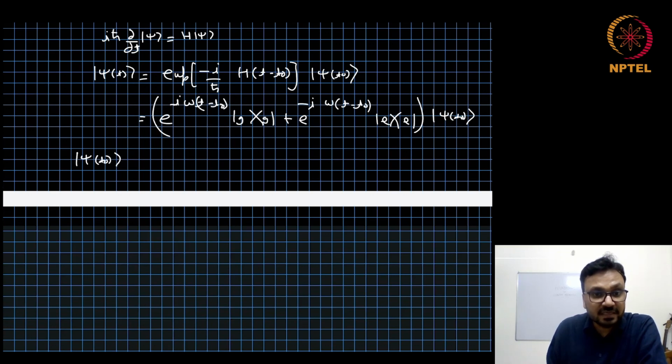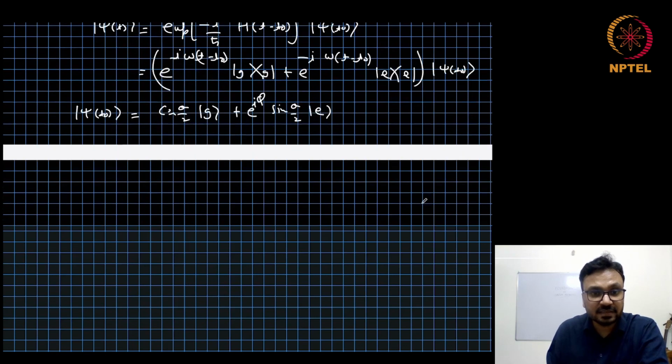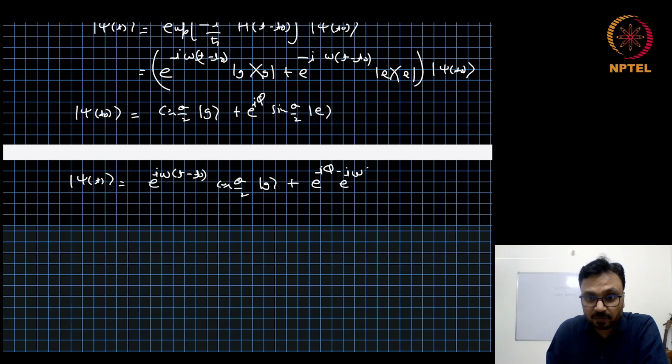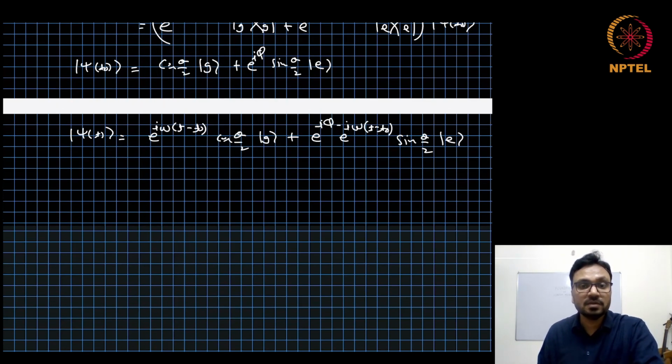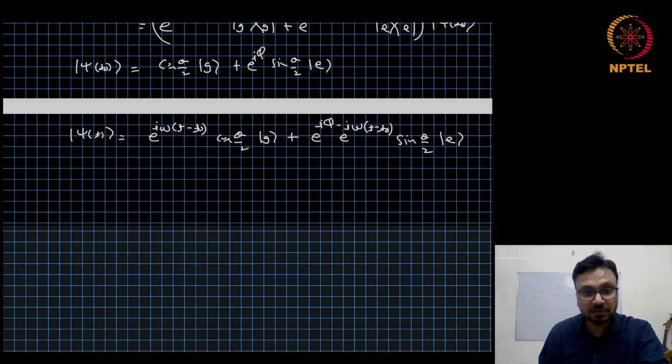If psi of t0, the initial state, is cos of theta over 2 the ground state plus exponential of i phi sine of theta over 2 the excited state, then the state at time t will be exponential of i omega (t minus t0) cos of theta over 2 g plus exponential of i phi exponential of minus i omega (t minus t0) sine of theta over 2 e. So in that way we can calculate the time evolution of a two-level system.